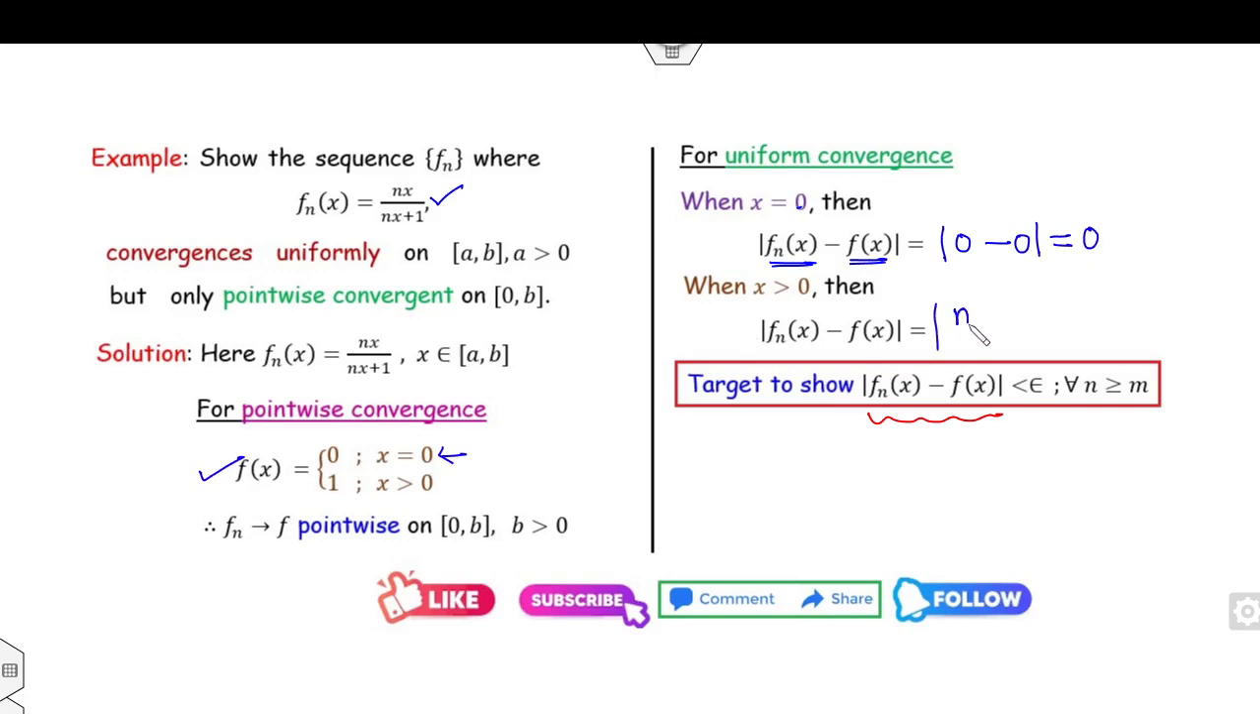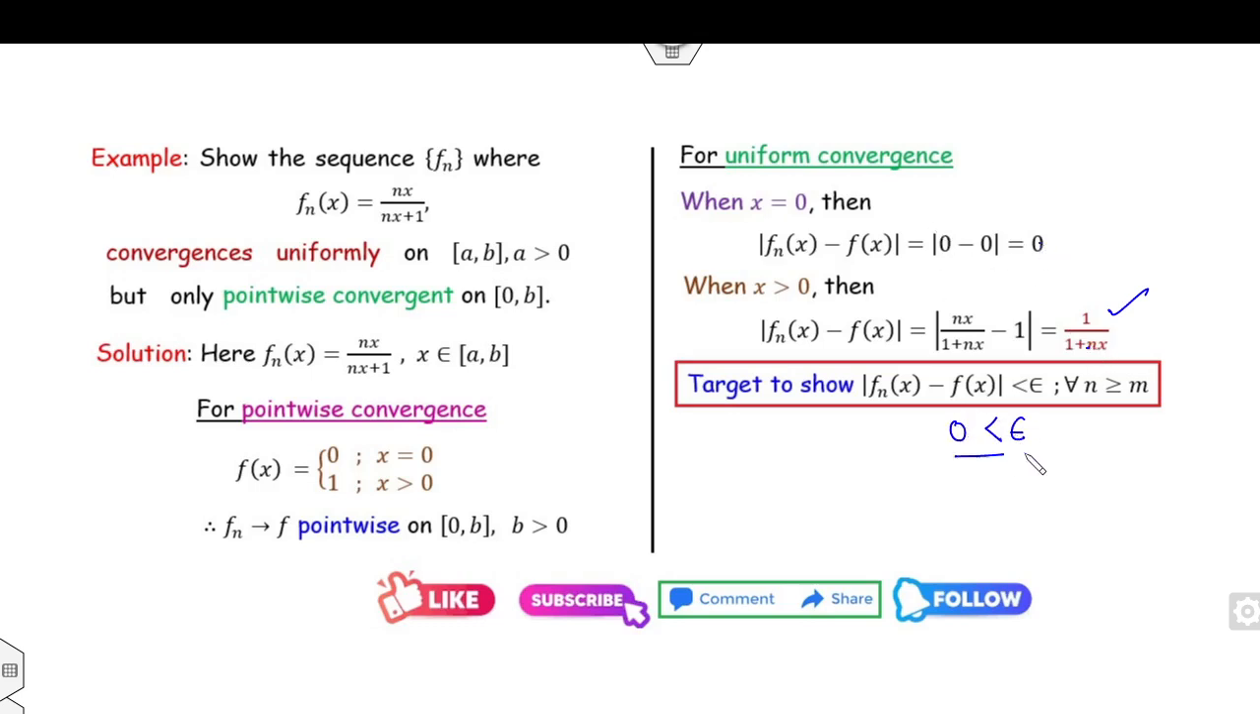Look at this case. The value of fn(x) when x is non-zero is nx/(nx + 1), minus the value of f(x) when x is greater than 0, which is 1. If you solve this calculation, it is minus 1 over (nx + 1). Since it's a modulus sign, I can call it 1 over (nx + 1). Fine. Now I can substitute this value for the first case.